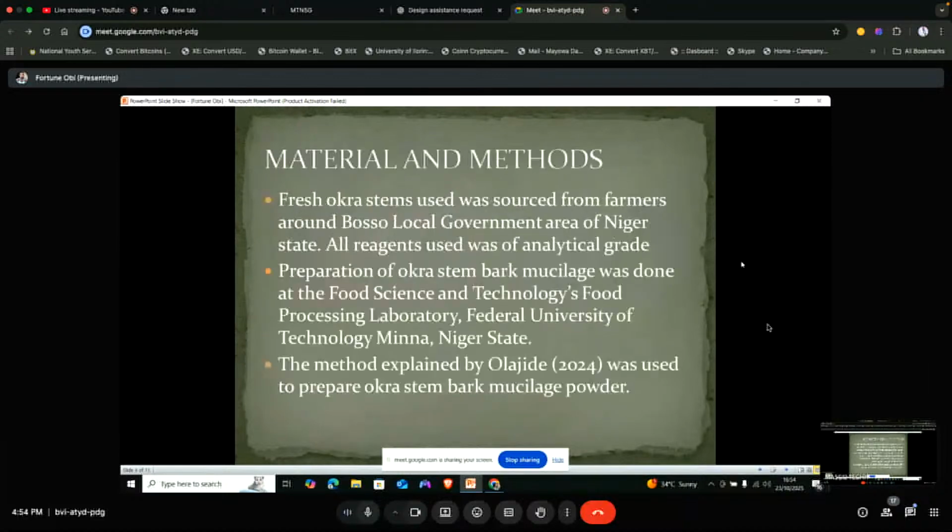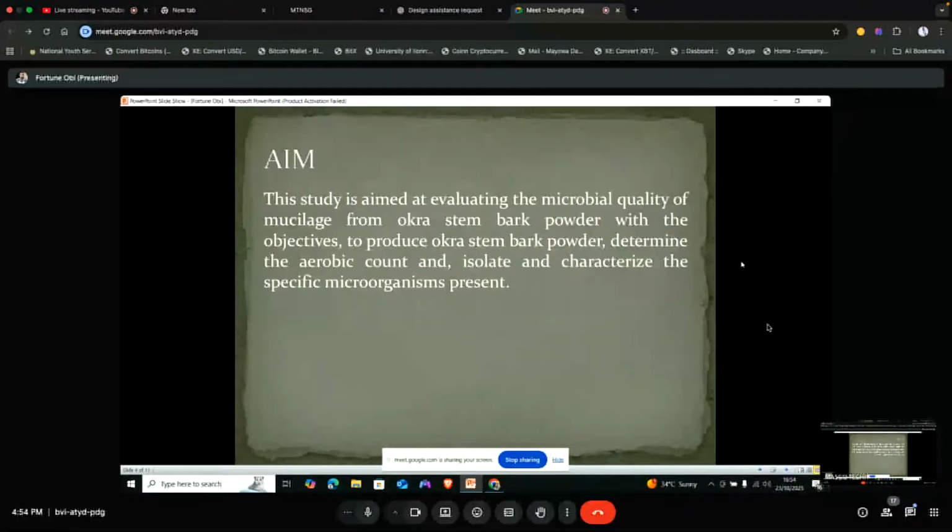Objectives. The aim of the study is evaluating the microbial quality of mucilage from okra stem bark powder, with the objectives to produce okra stem bark powder, determine the aerobic count, and isolate and categorize the specific microorganisms that can be present in such a food product.